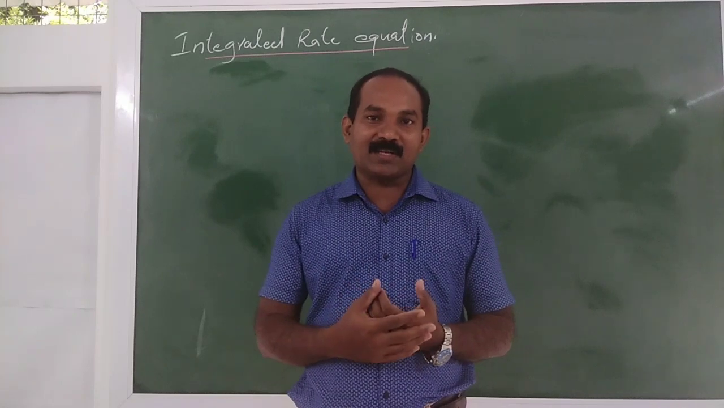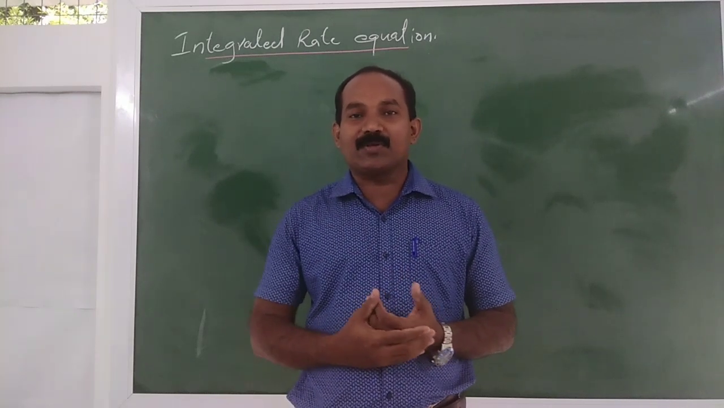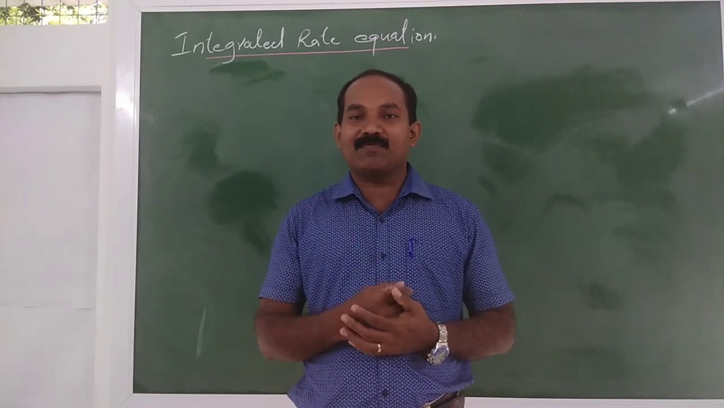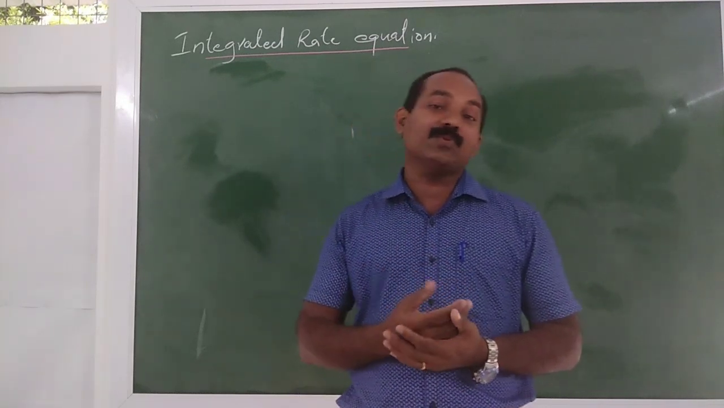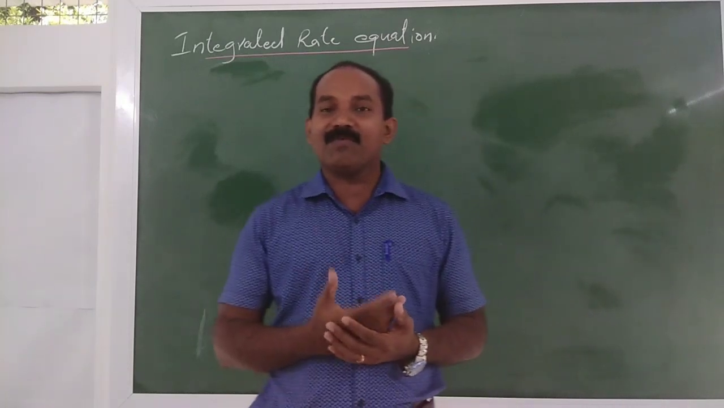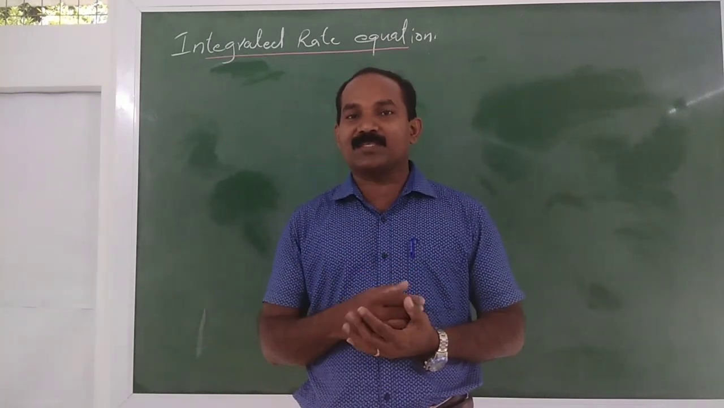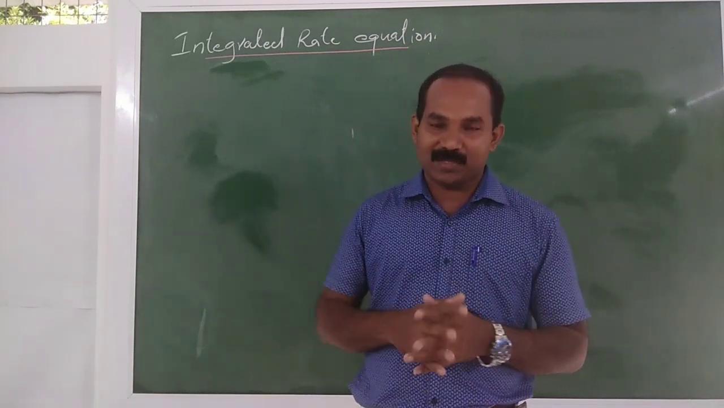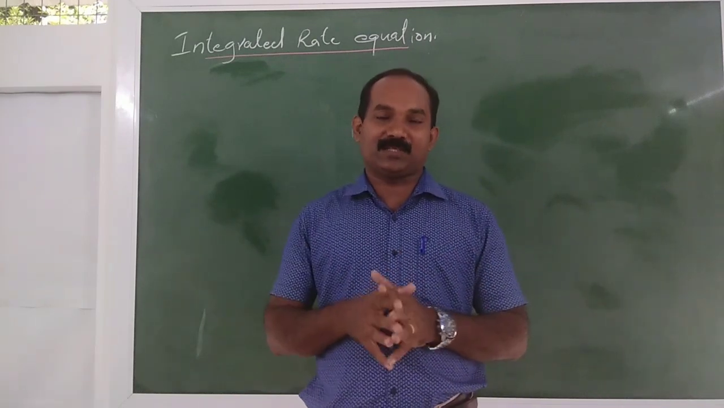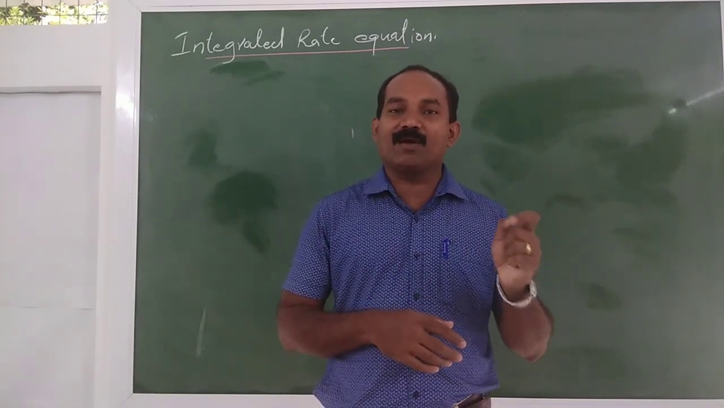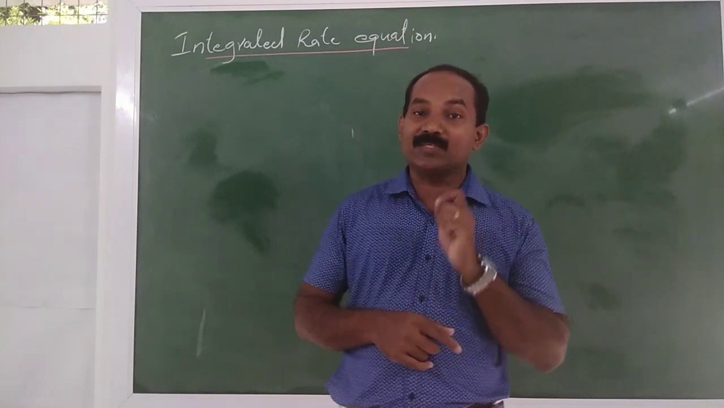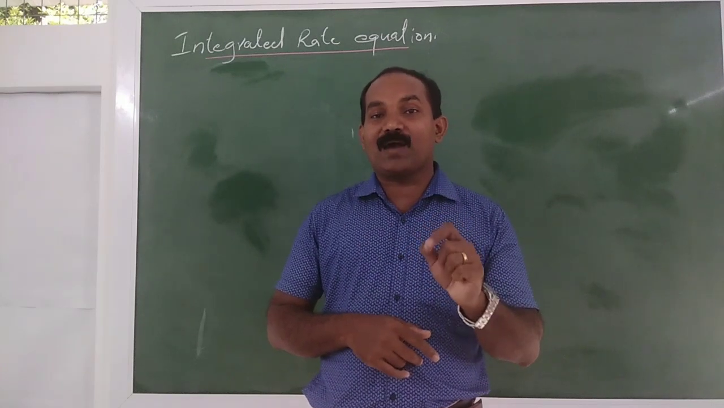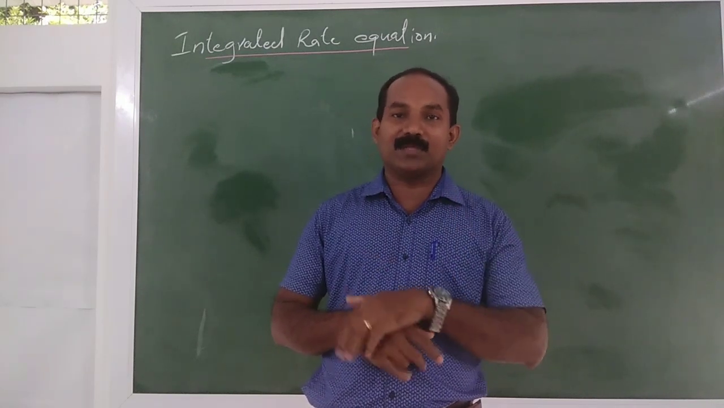What is a differential rate equation? The differential rate equation means minus d of concentration of R divided by dt is equal to k into concentration of R raised to n. In the last section we learned n. n is the order of the reaction, the total order of the reaction. Here we consider only one reactant. So generally, minus d of concentration of R divided by dt is equal to k into concentration of R raised to n, where n is the order of the reaction.